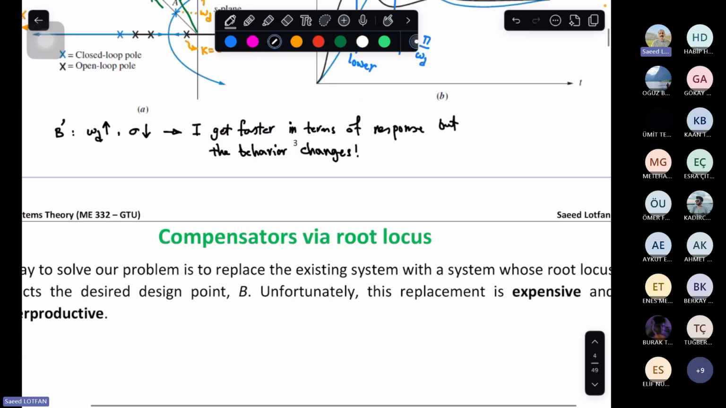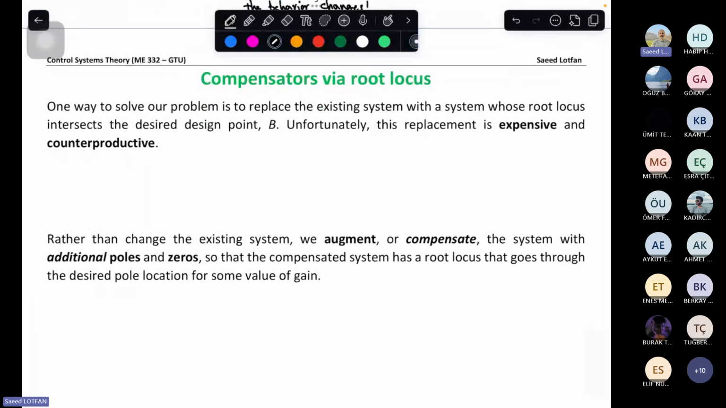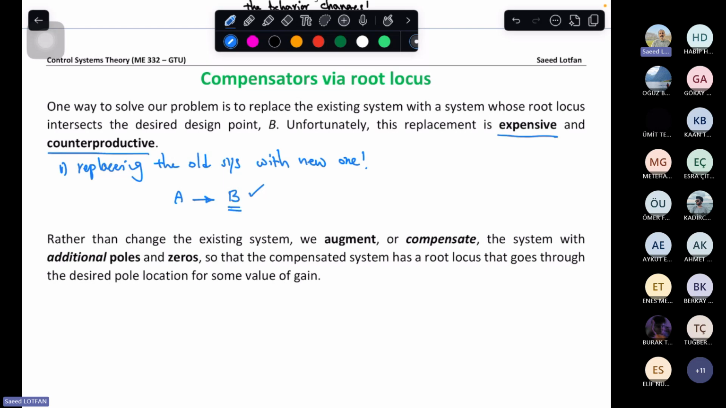What are our options to go from A to B? One way, method one, is replacing the old system with a new one. In this condition, we can force the new system such that its root locus passes through point B. So this works for us. But first of all, this is expensive, and second, it is counterproductive. Expensive because you're changing the system. You're putting away the old system and you are designing a new system. So you have to completely change the system. It is expensive and it's counterproductive.